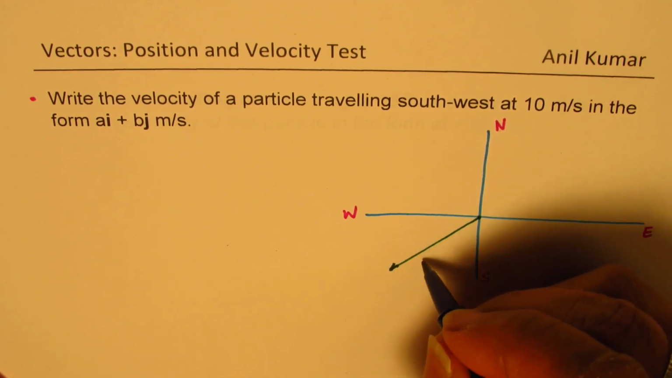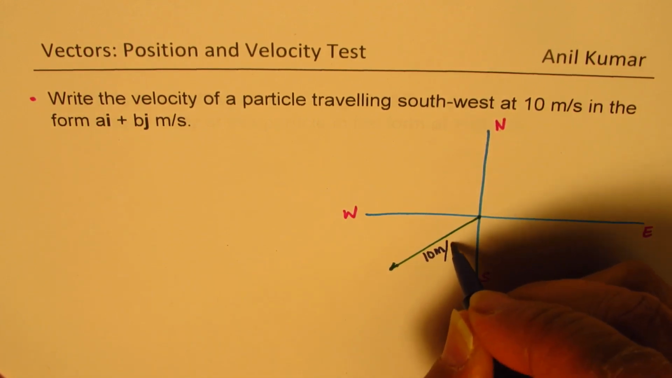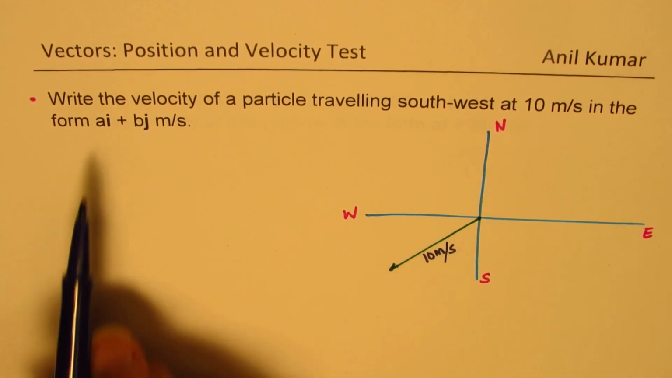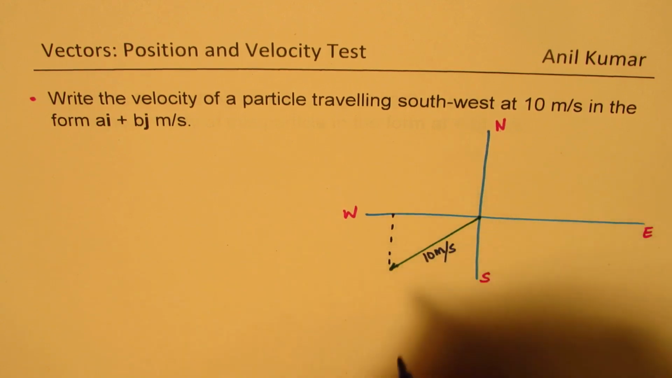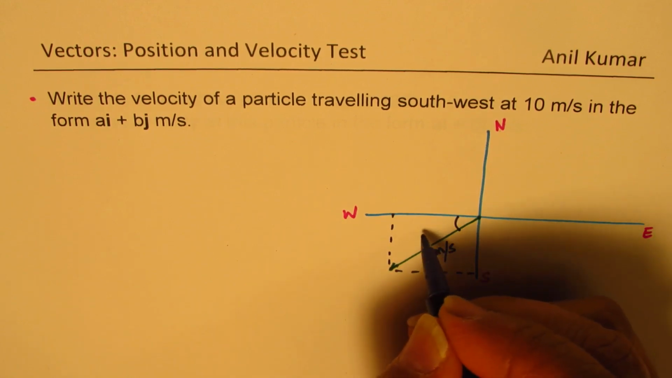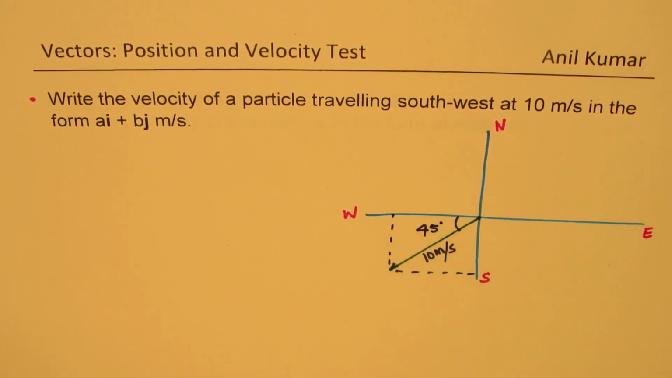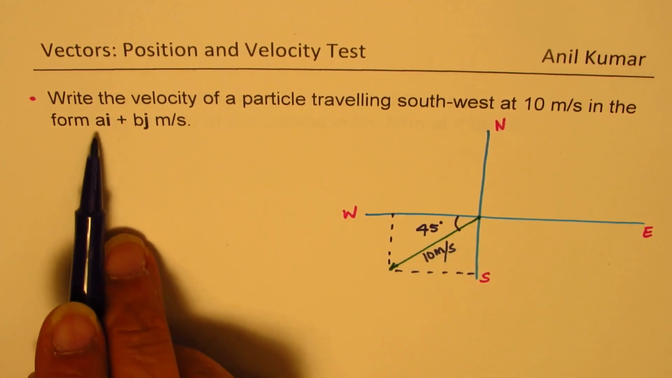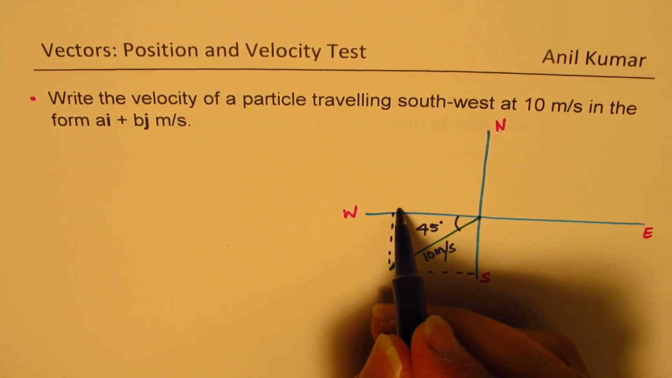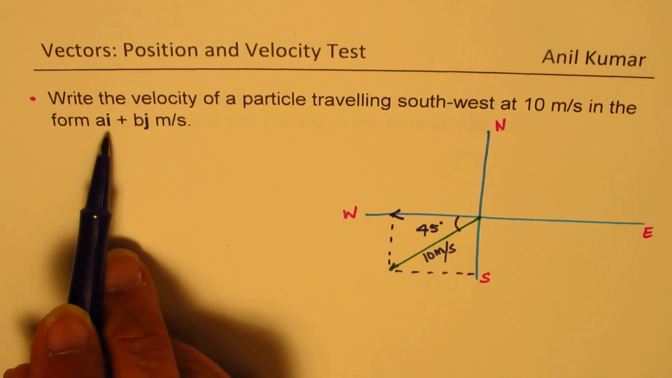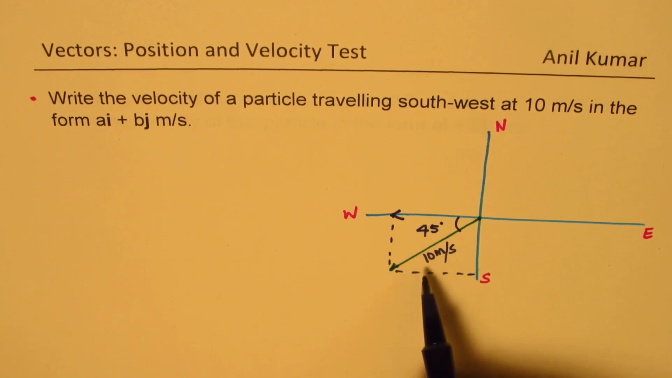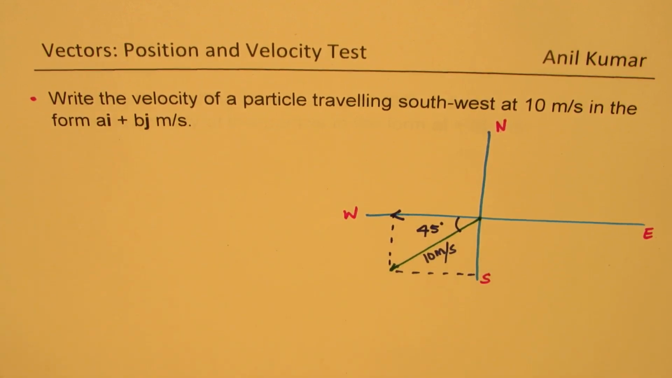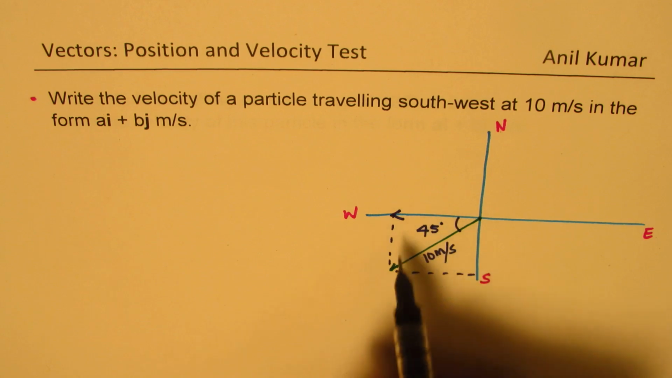Now this 10 meters per second, we have to write in the form ai plus bj. That basically means that we need to resolve this into the two components, correct? Angle being 45 degrees, correct? Now, a will be negative since it is pointing in this direction, and the magnitude will be 10 times cosine 45, and for b, it will be 10 times sine 45, correct? So we can write both these components.